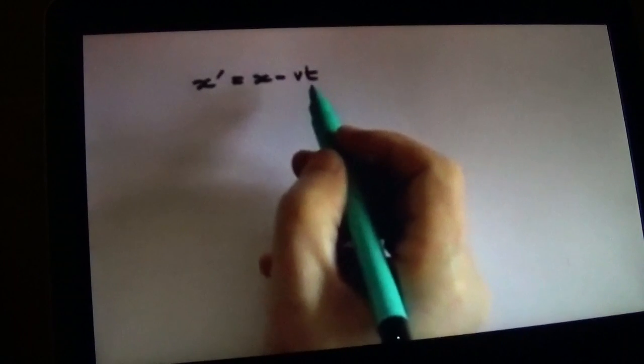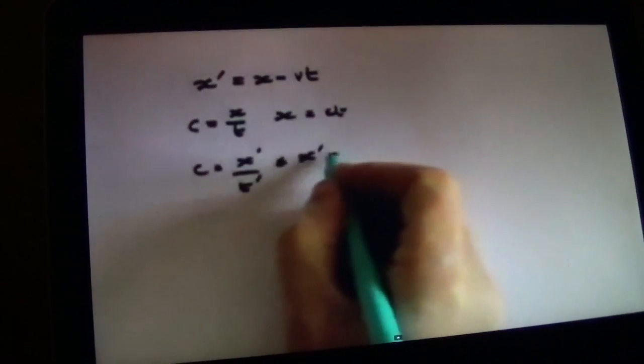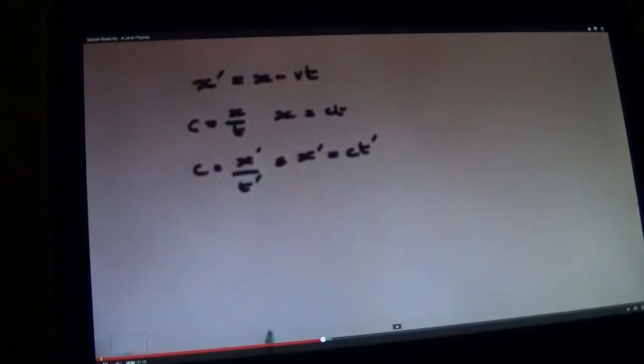Reference, and I say, but you do move in my frame of reference. We also established that c is x over t, which means that x equals ct, and we established that c is x prime over t prime, which means that x prime is ct prime.